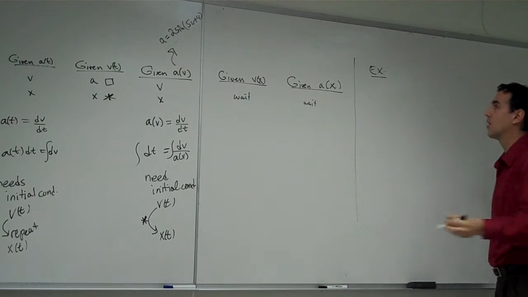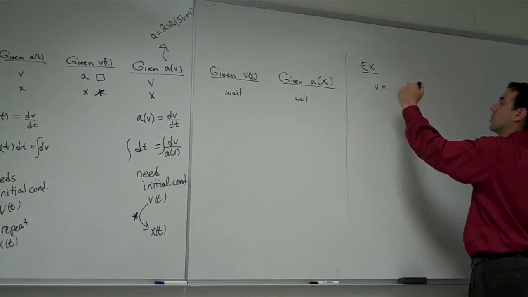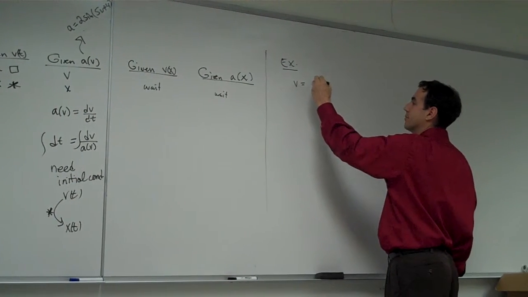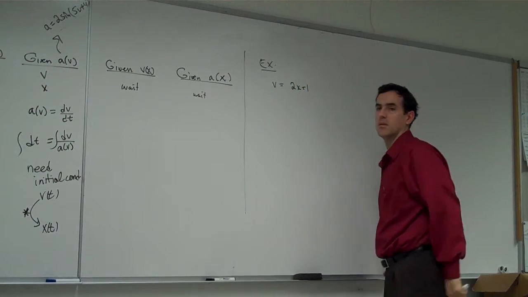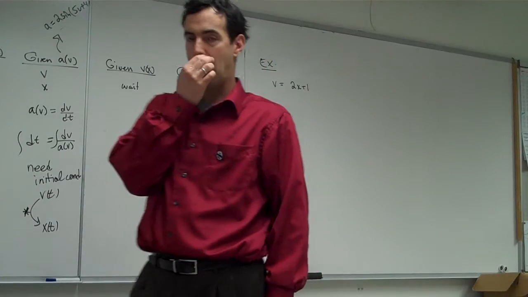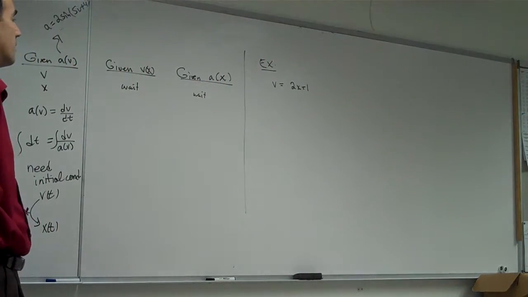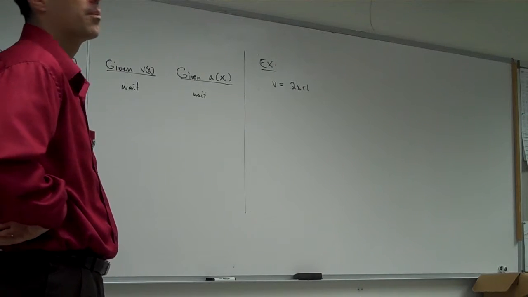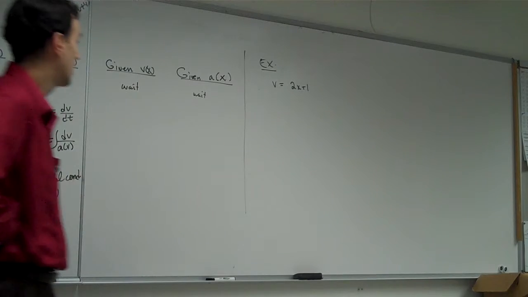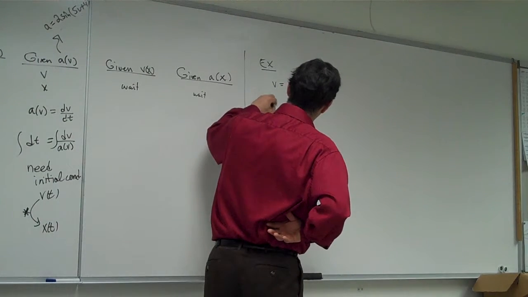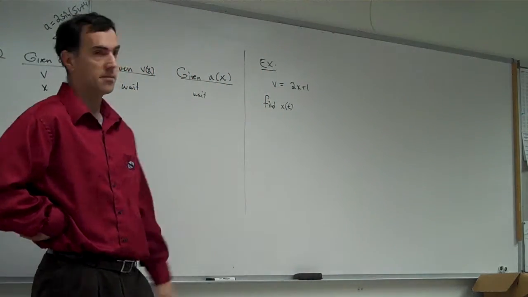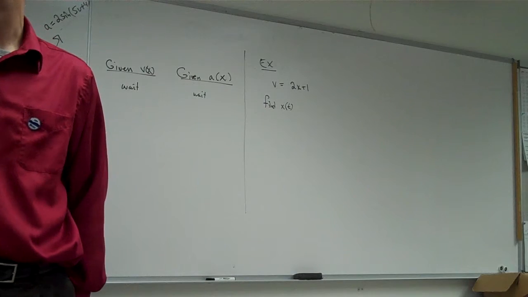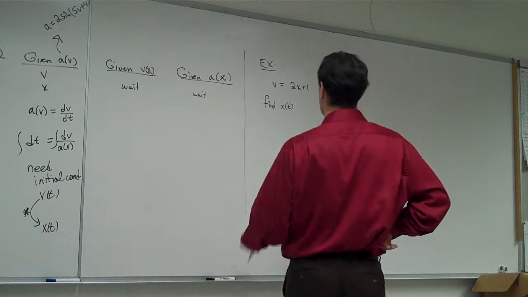Okay, suppose we're given our velocity is equal to 2x plus 1. And suppose I wish to find position as a function of time. Where should I start? Roger. Rewrite v as dx over dt.